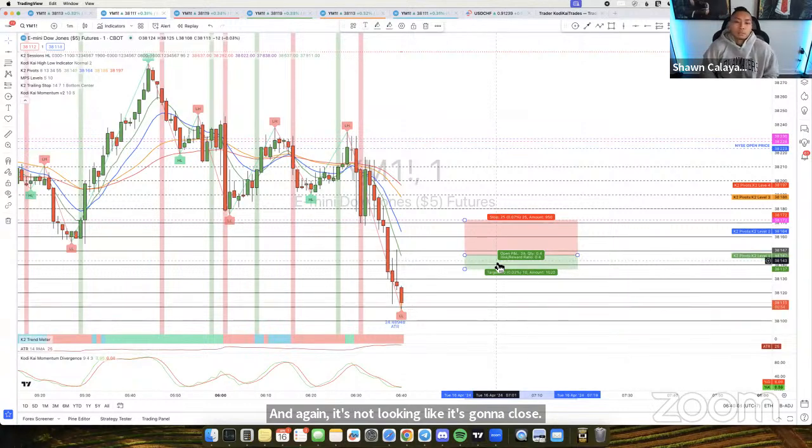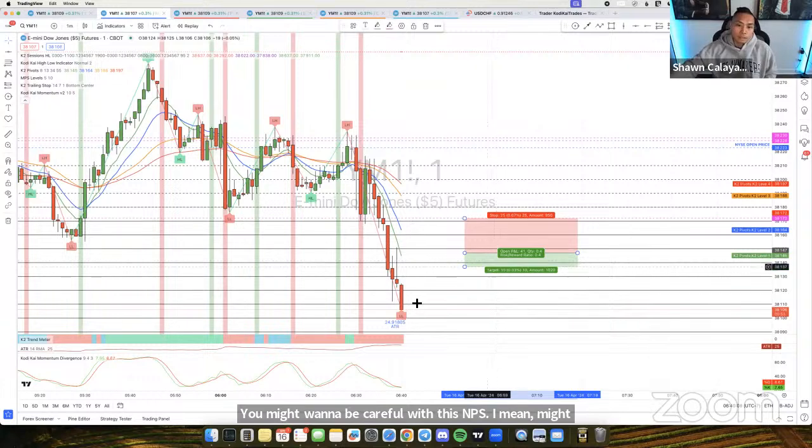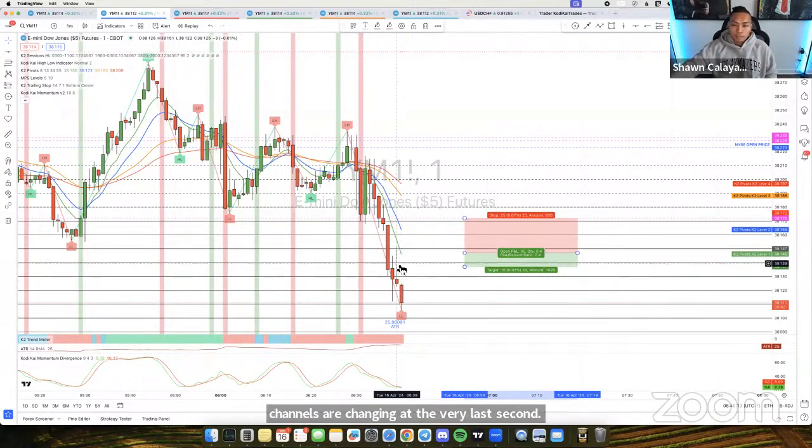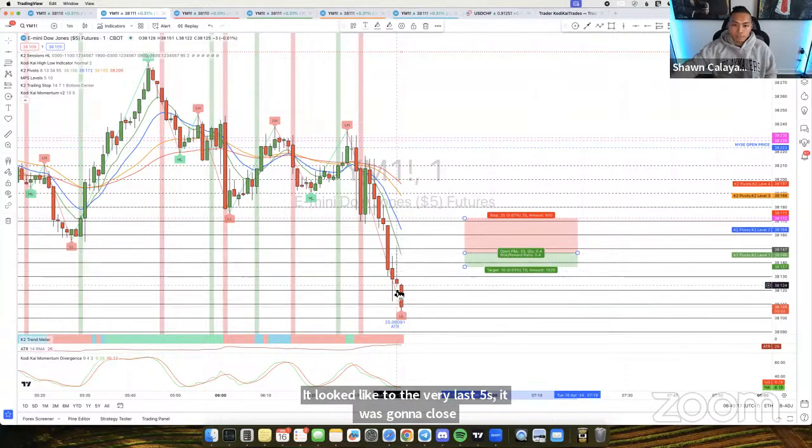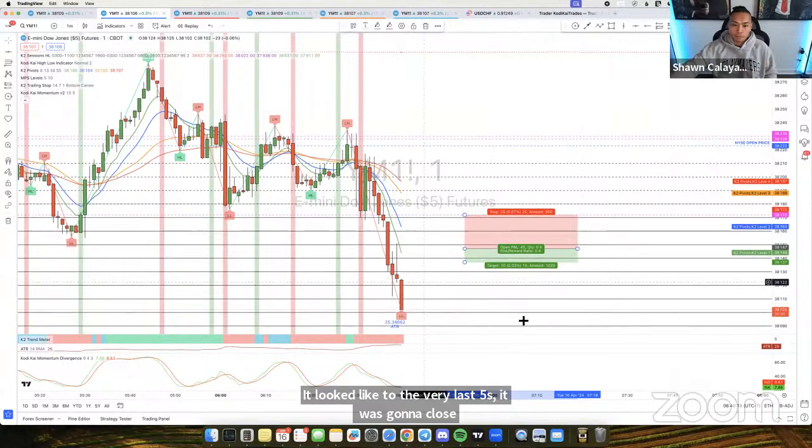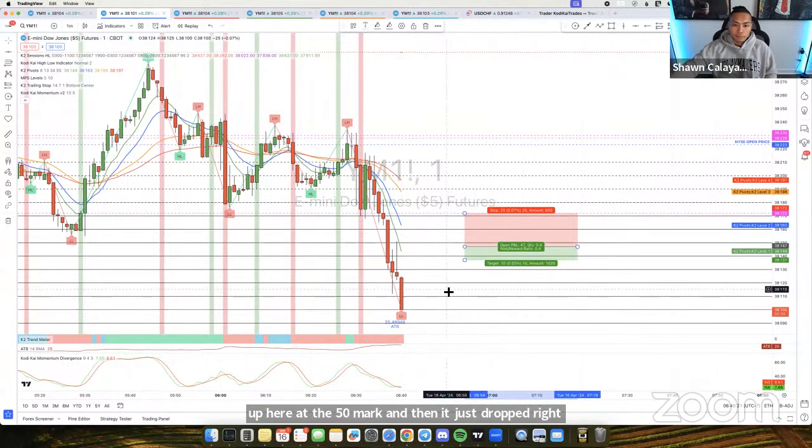You might want to be careful with this MPS. I mean, might even want to skip it, because you guys can see that these candles are changing at the very last second. It looked like, up to the very last 5 seconds, it was going to close up here at the 50 mark, and then it just dropped right back down. So yeah, probably just want to be a little careful.